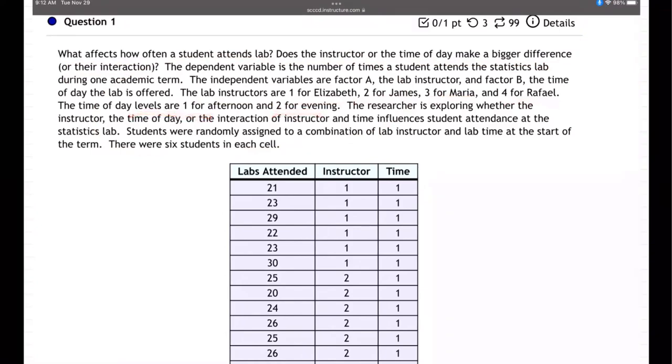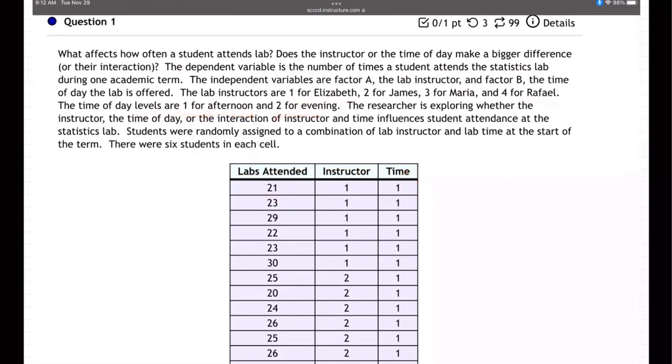So in other words, let me make sense of what we're looking at. This is one student. This student attended 21 labs. They had instructor number 1, which is Elizabeth, and the time of day they went was 1, which means afternoon. The 2 is for evening.